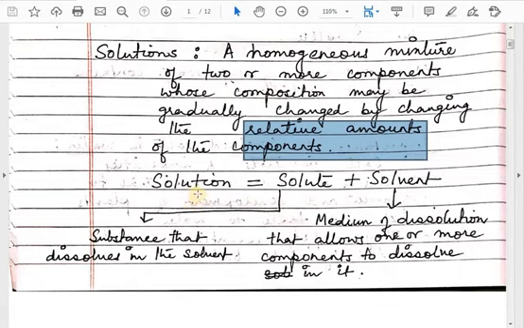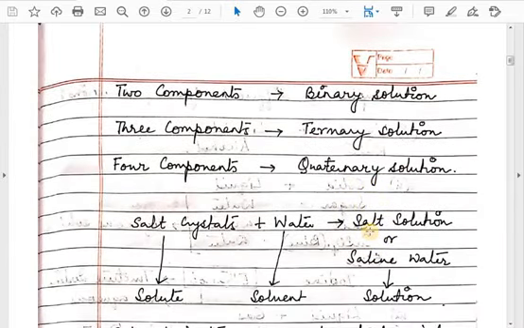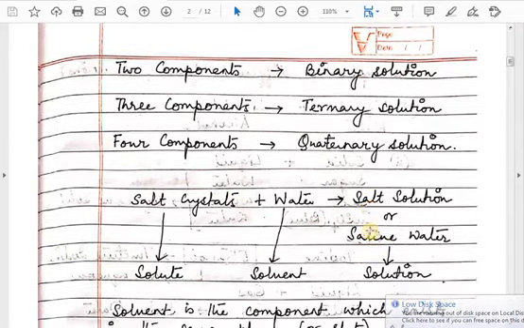It has two components generally. One part is called solute, another part is called solvent. Here you can have a mixture of solutes, you can have a mixture of solvents also. Solute is a substance that dissolves in the solvent, and solvent is the substance which allows one or more solutes to dissolve in it, so it is called the medium of dissolution. It is not mandatory that in a solution you should always have a liquid as a solvent and a solid as a solute. That we will see soon.